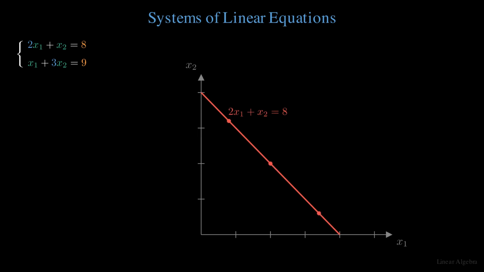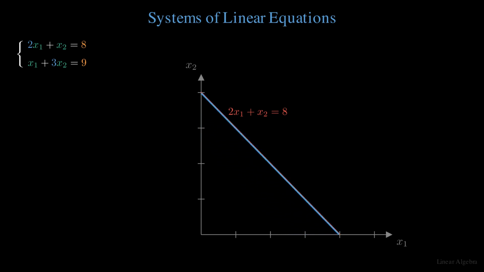In the plane of x1 and x2, the pairs that satisfy the first equation form a straight line. The second equation gives another line. A solution of the system must satisfy both equations at once, so it must lie on both lines. And there is exactly one such point, 3 tables and 2 chairs. Solving a system means finding where all its equations meet.